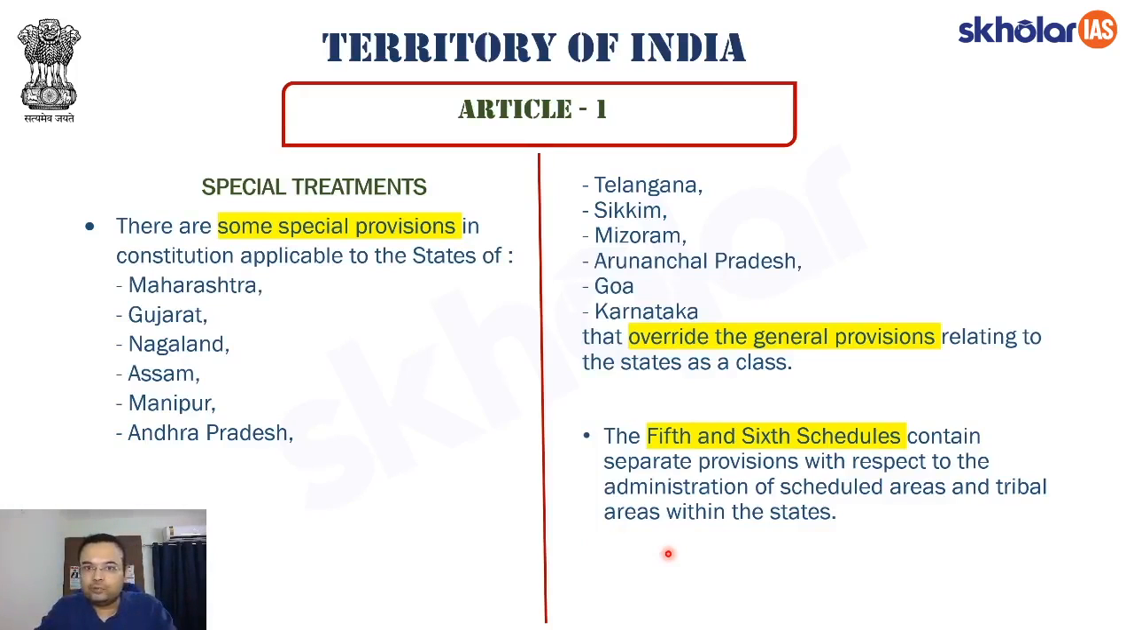What we essentially need to see is that there are certain areas which can be called tribal areas. They can be called scheduled areas. These areas would require a special kind of administration that cannot be defined only in the union and state relationship. As such, we have the 5th and 6th schedules, which demarcate those areas which the Constitution believes to be scheduled areas and tribal areas within every state.